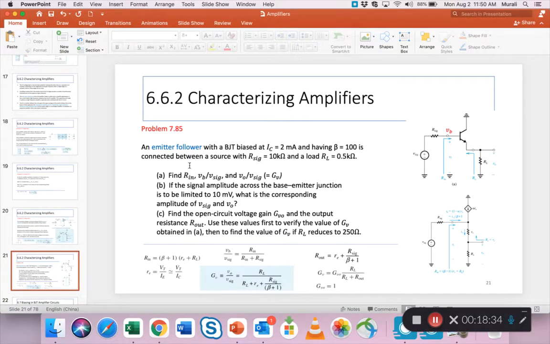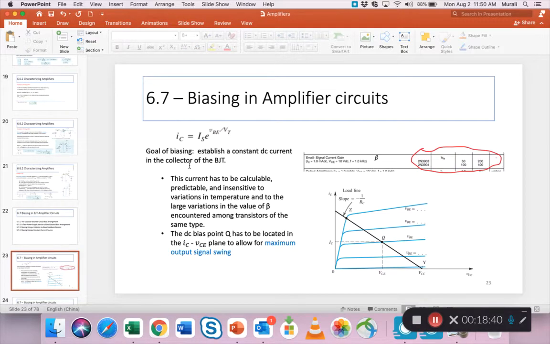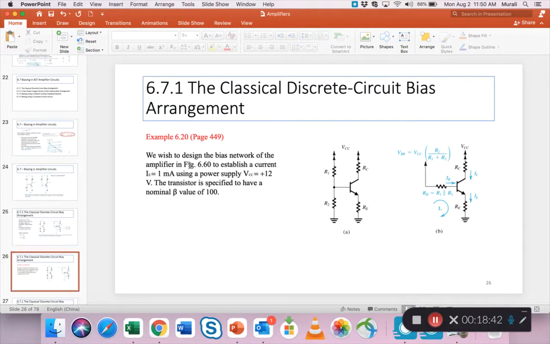So that was 785. Let's move on to an example related to biasing, and this is on page 449. Okay, so give me a second, I will move to that example.